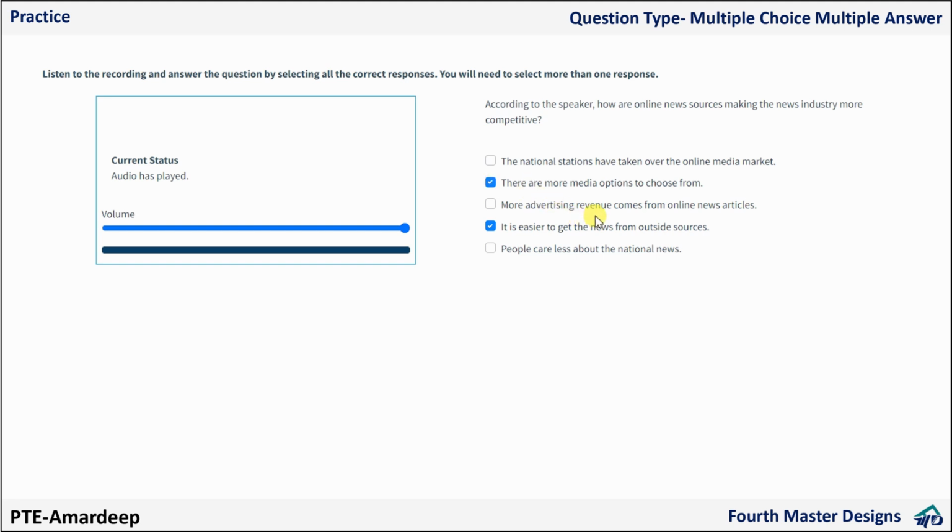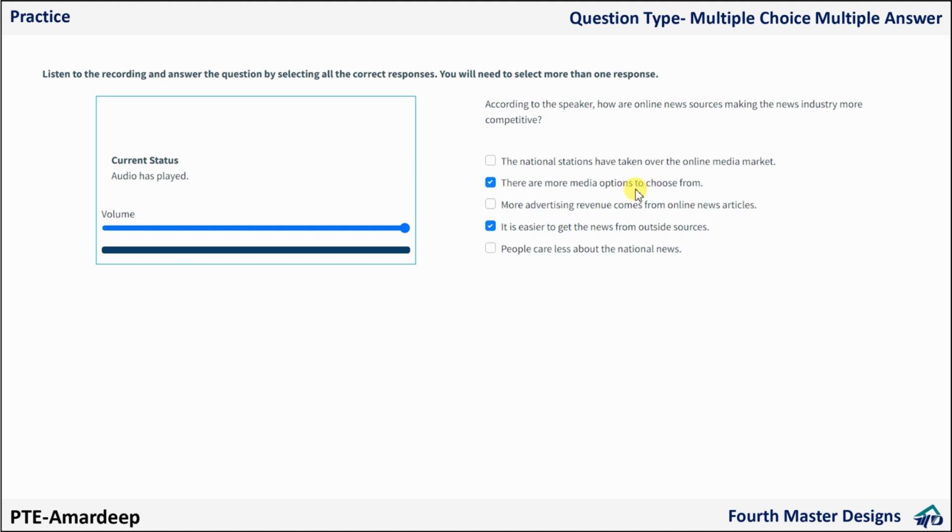More advertising revenue comes from... they did not discuss the revenue part, so I can eliminate number 3. Okay, people care less about national news. Now they said something like national news. Let's say you missed what the sentence was, they said something about national news in a sentence, it was there. But if you don't know what the sentence was, do not select.